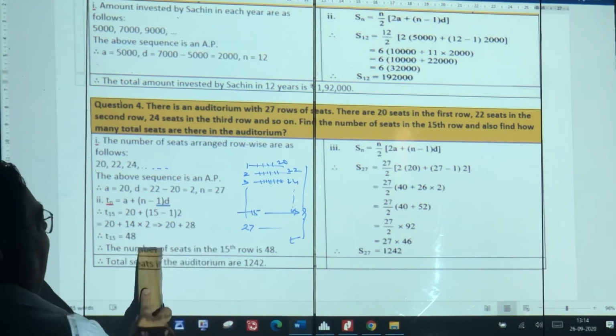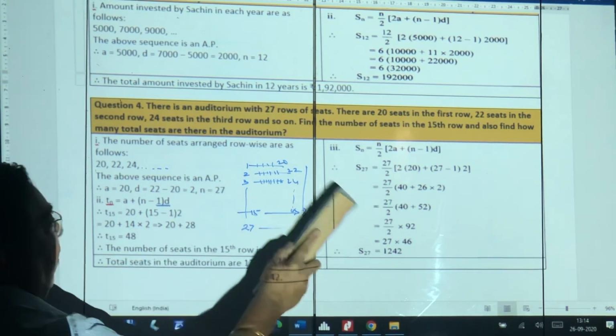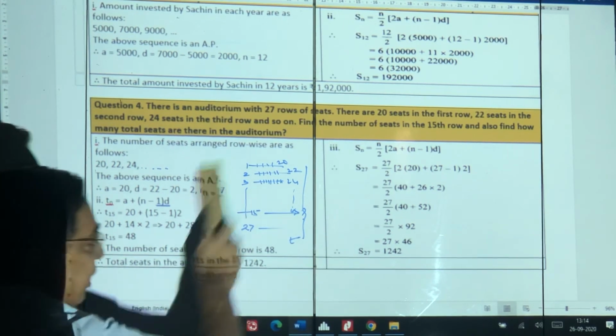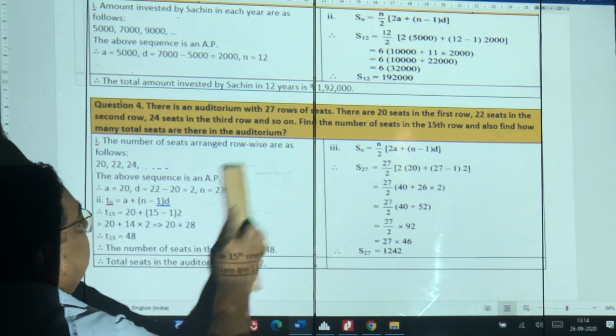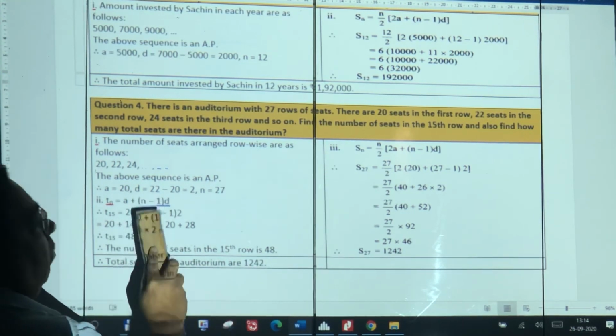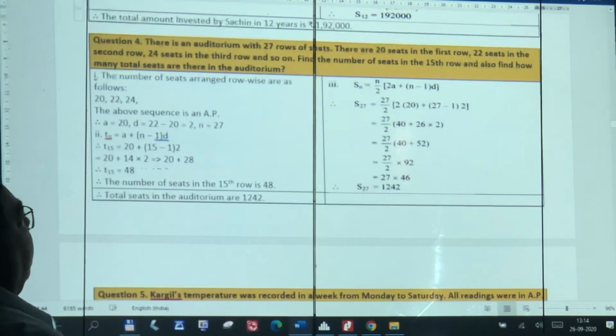First find the 15th, don't break your head, and then find the total, and both are not related to each other. So don't try to get something here which you will use there. Nothing like this. The sum had 2 parts, so it was 1 mark here and 1 mark there, and it is 2 marks.